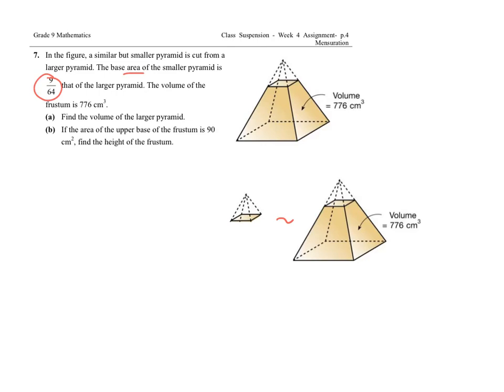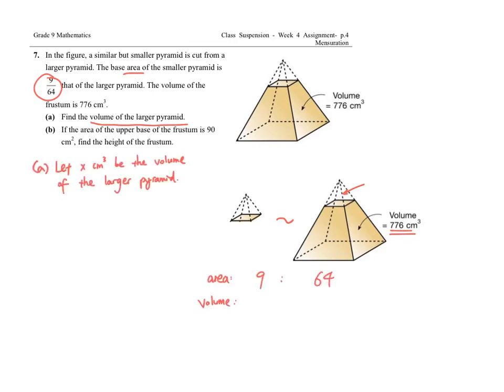And you have to note that this 776 is not the big pyramid, but it is just the volume of the frustum. So it means that if you have a certain part here, you have to add this to become the big pyramid volume. Okay, because for part A, you are asked to find the volume of the larger pyramid, so I can actually let x cm cubed be the volume of the larger pyramid directly. Okay, so after you let it, you have to express the volume of the small pyramid and volume of the larger pyramid here like this.